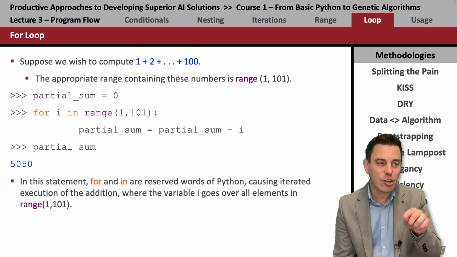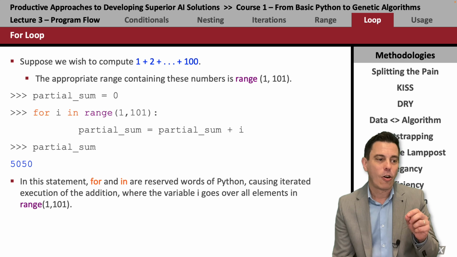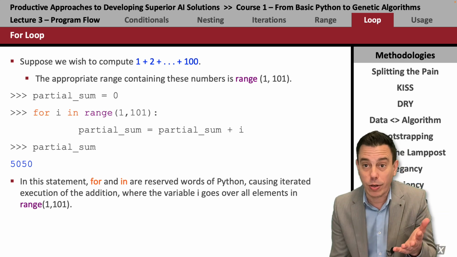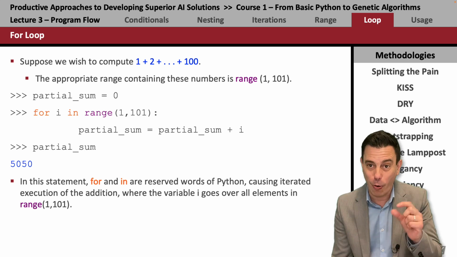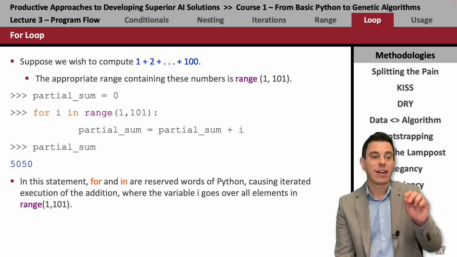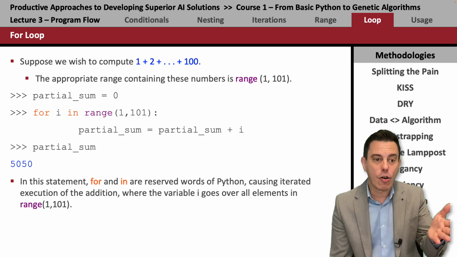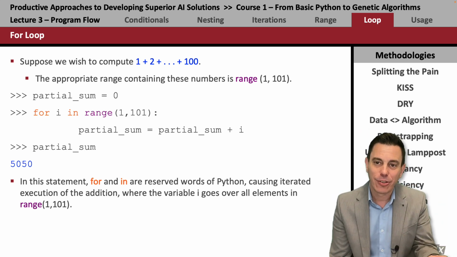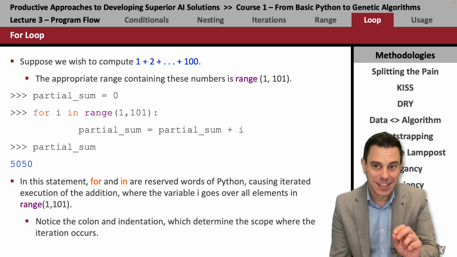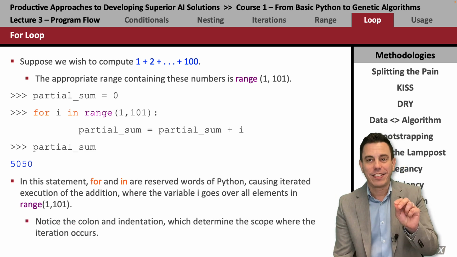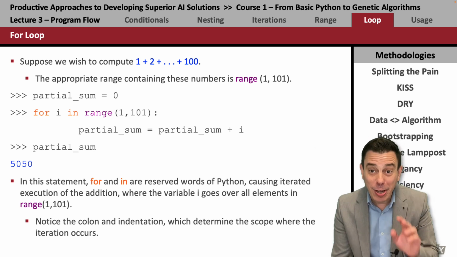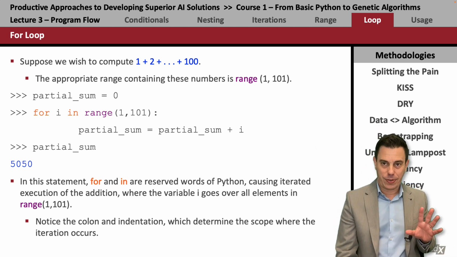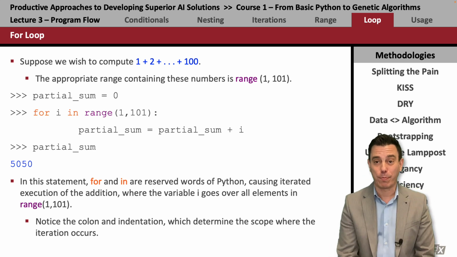So, in conclusion, in this statement, for and in are reserved words in Python, causing this loop, causing this iterated execution of the addition command, or just whatever will be in the scope of the for command. But in any case, the variable I goes over all the elements in the range 1 to 100. Again, the colon and the indentation determine the scope where the iteration actually occurs. So the structure is, of course, very important.